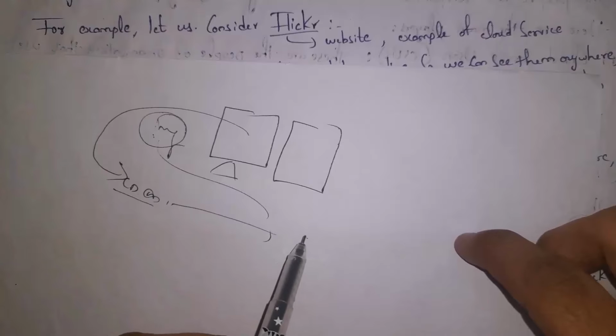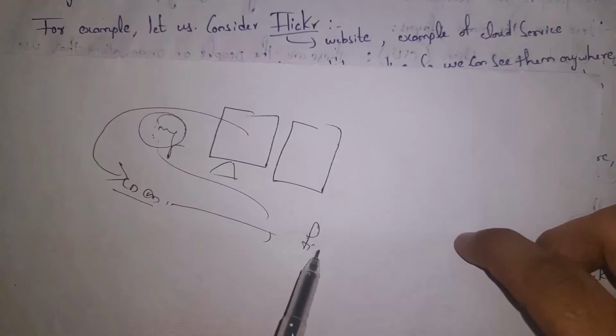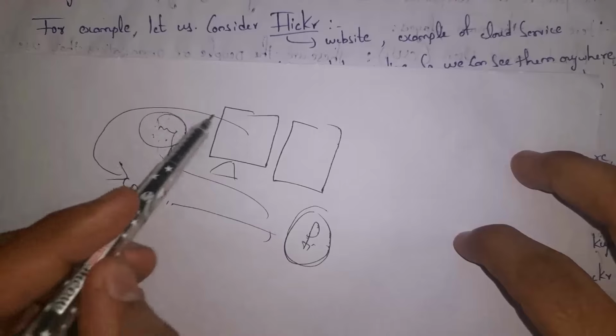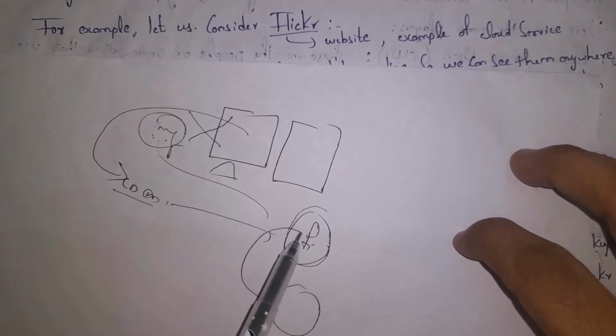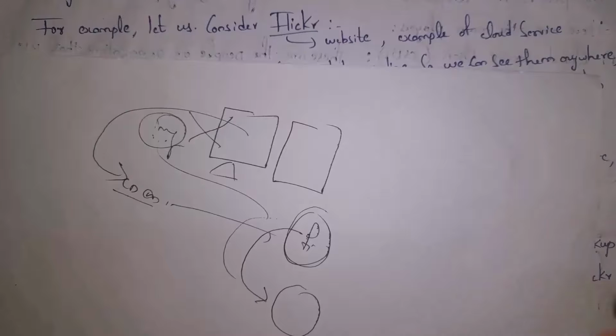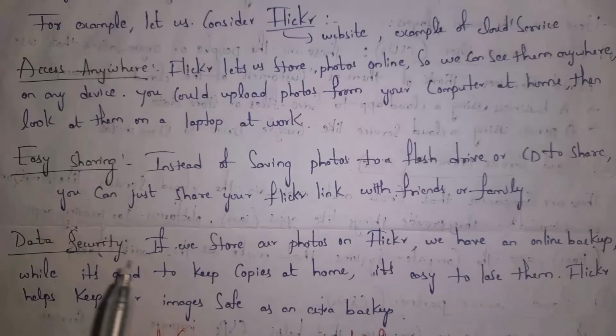Guys, normally whenever you upload your photos to the Flickr website, there is no need to keep extra copies on your computer, because the Flickr website will store another copy on the safe side. As there are multiple copies of your photos, there will not be any loss of data. So your photos will be secure. So in Flickr, there is no need to keep extra copies at home because Flickr contains an extra backup. So your images will be safe.